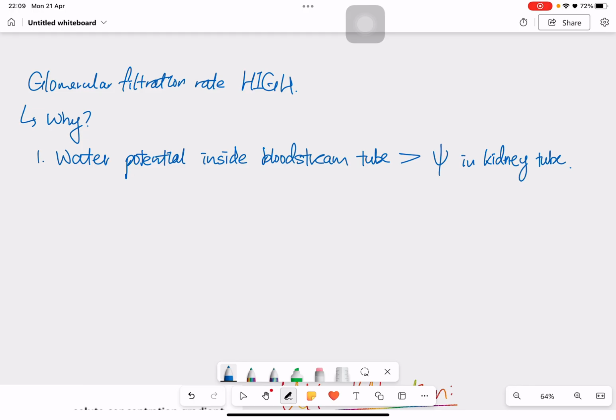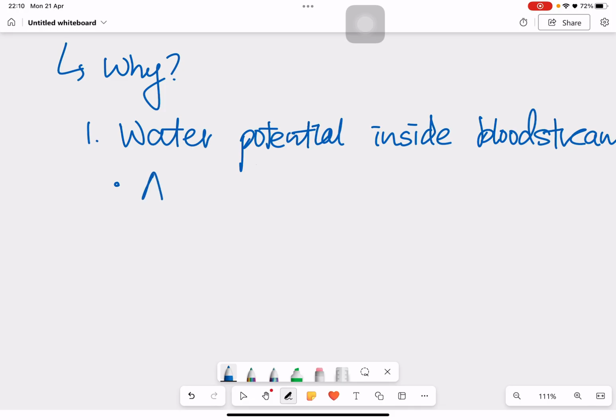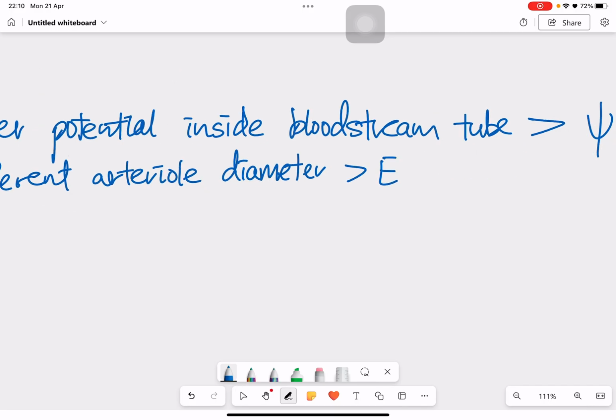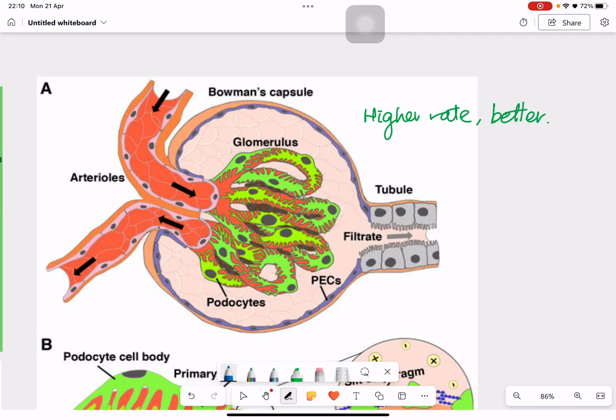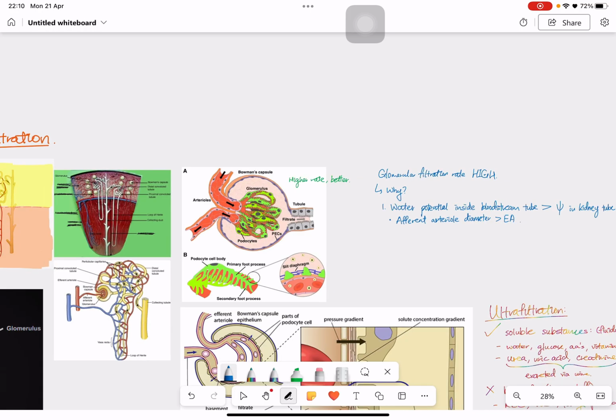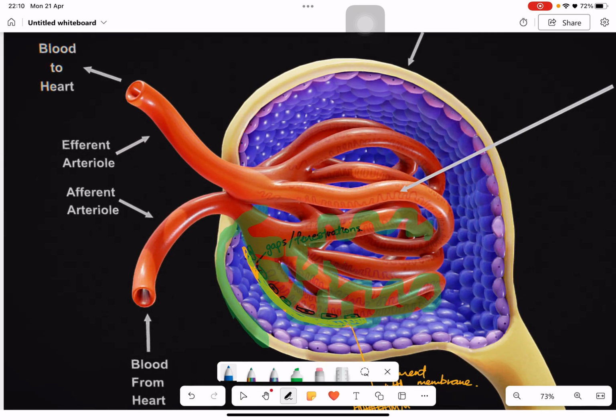There are actually several structures in play that enable a steep water potential gradient between the bloodstream and the kidney. One of them being the afferent arteriole has a larger diameter than the efferent arteriole. If you look at the arterioles, they didn't label them, but let me go to a better diagram. Essentially, they're saying that this arteriole has a larger diameter than this one.